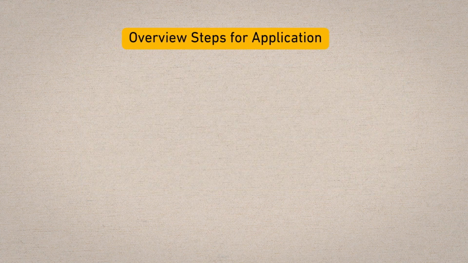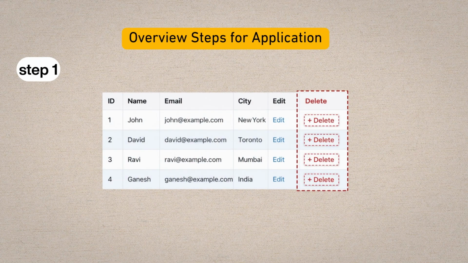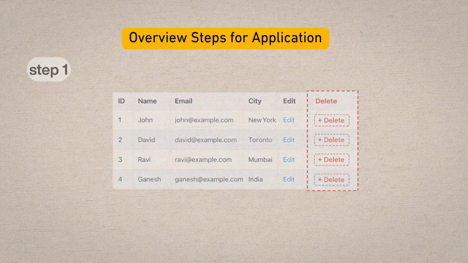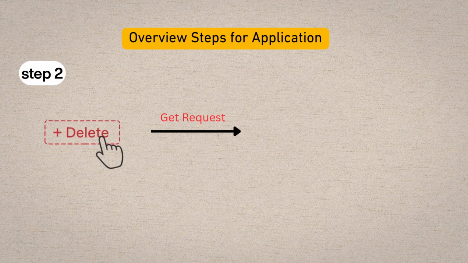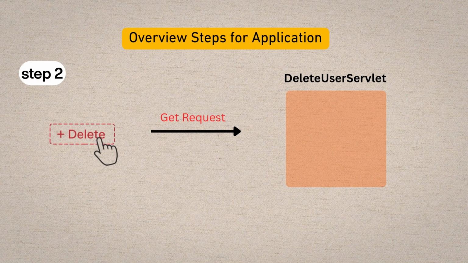Now I will give the overview steps for the application. In step 1, we will add a new delete column to the existing table by making changes in the users.jsp page. In step 2, when the user clicks on the delete link, a get request will be sent. To handle this request, we will create a new servlet called delete user servlet and implement the doGet method, since anchor tags send get requests by default.